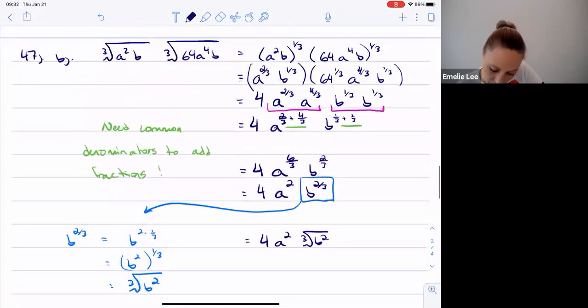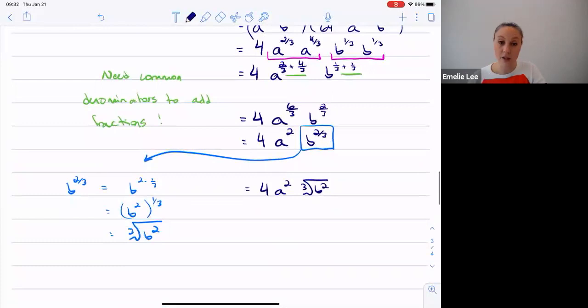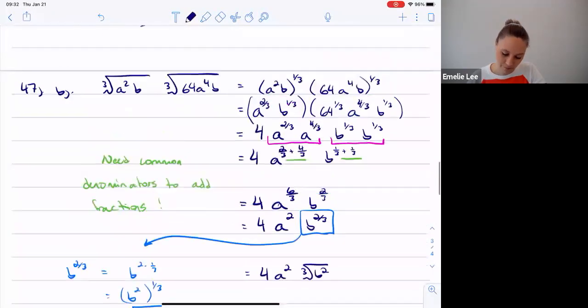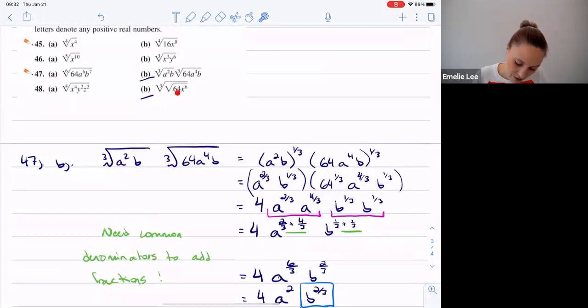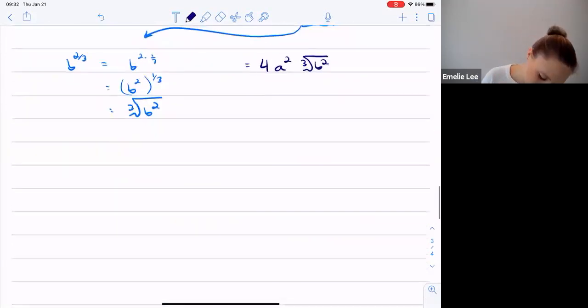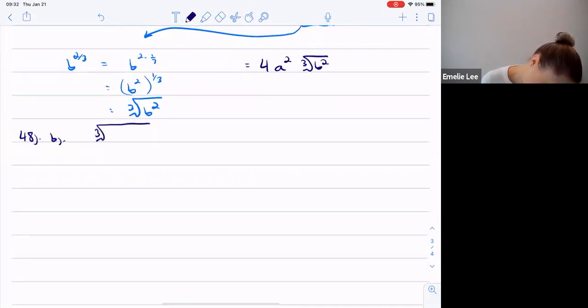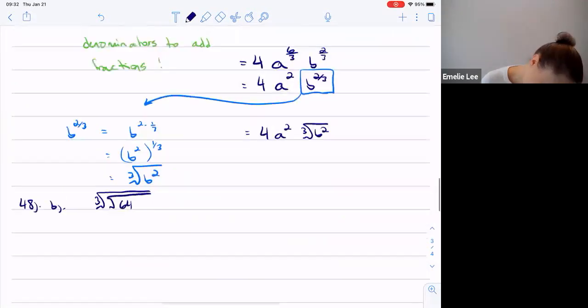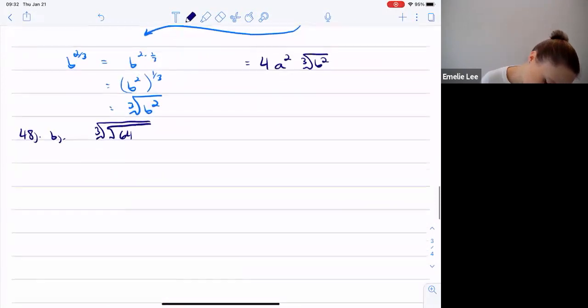Good. Kind of tricky, right? But just remembering those exponent laws, they're really going to pay off. So let's do 48b, the third root of the square root of 64 times x to the power of 6. Say that out loud, so I'm trying to remember it here. The third root of the square root of 64, times x to the power of 6.